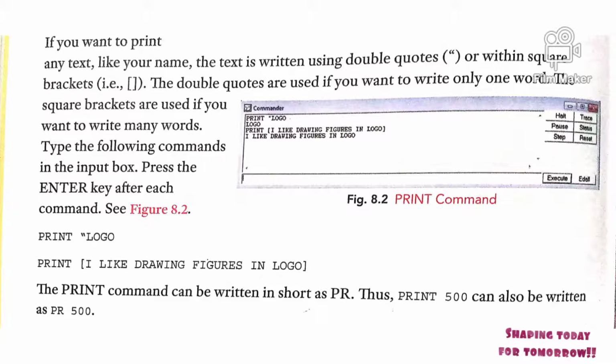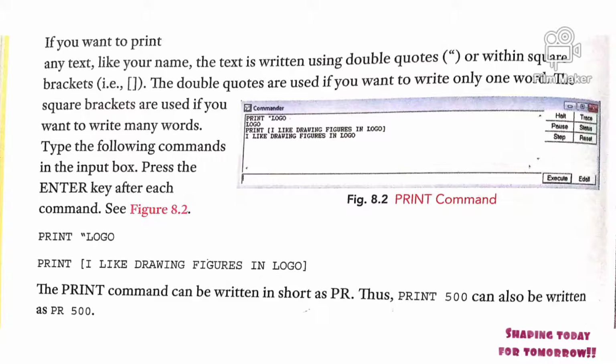Now, print "logo. They have written the double quote, so it will print only logo, because it is a single word. Print. Now they have used the square brackets: I like drawing figures in logo. They have used many words, they have written a line, so if you want to print a line, you have to use the square brackets. The print command can be written in short as PR.